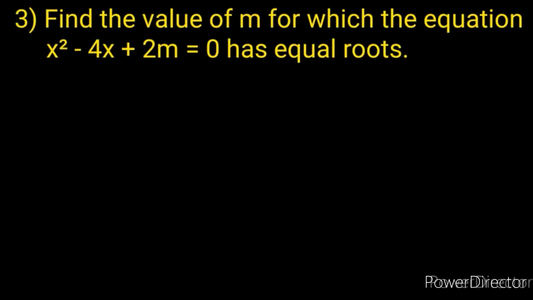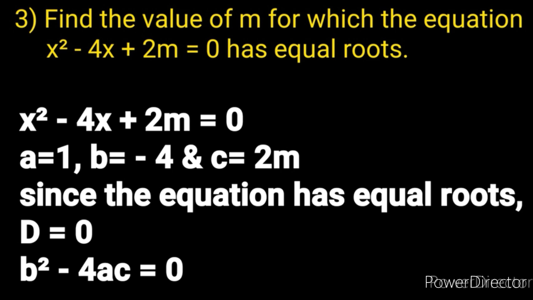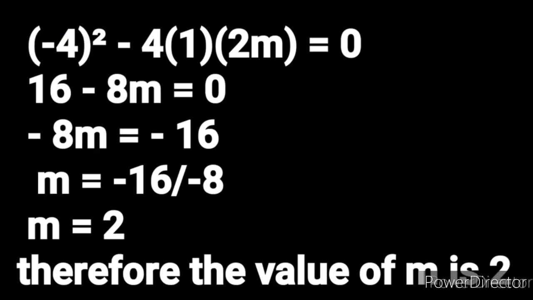Third question. Find the value of m for which the equation x squared minus 4x plus 2m equals 0 has equal roots. So again, the equation will have equal roots if the discriminant is 0. So equation, values of a, b and c, d is equal to 0. That means b square minus 4ac equals 0. So let's put the values. Minus 4 squared minus 4 into 1 into 2m. So 16 minus 8m. So you have minus 8m is equal to minus 16. So m is minus 16 upon minus 8. Minus minus cancelled. And 2 8s are 16. Therefore, the value of m is 2.